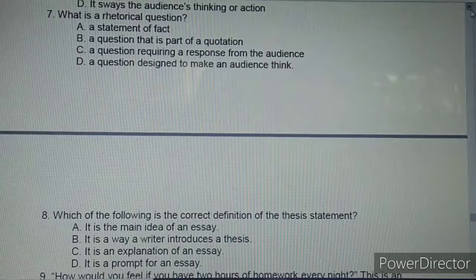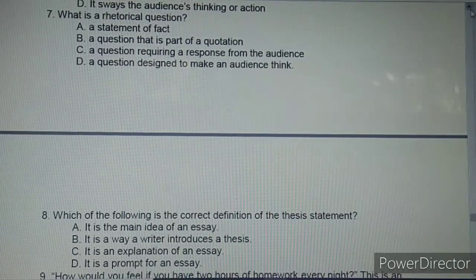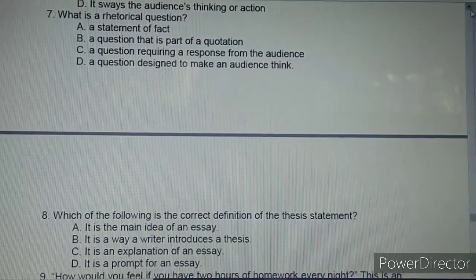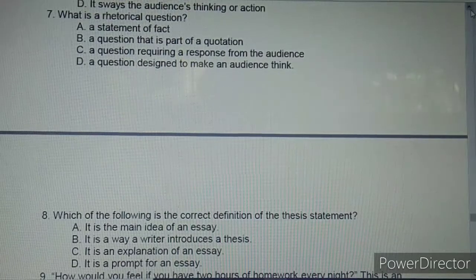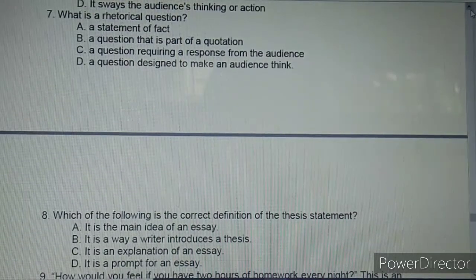Number 7. What is a rhetorical question? A. A statement of fact. B. A question that is part of a quotation. C. A question requiring a response from the audience. Or D. A question designed to make an audience think. Well, the correct answer for number 7 is letter D. A question designed to make an audience think.